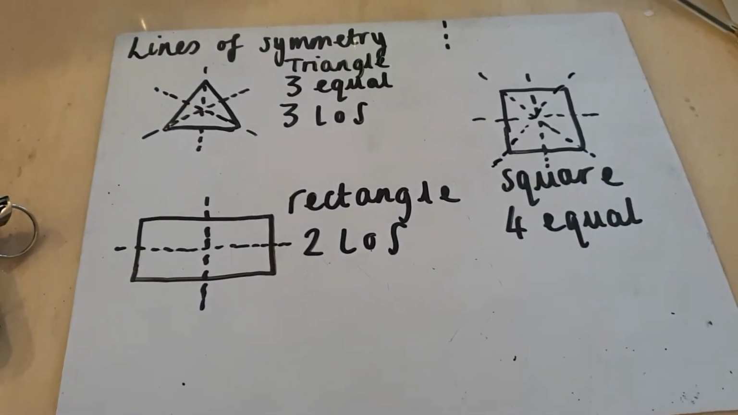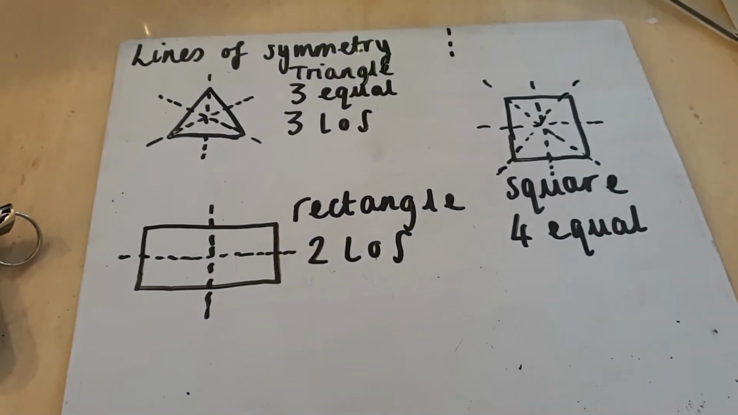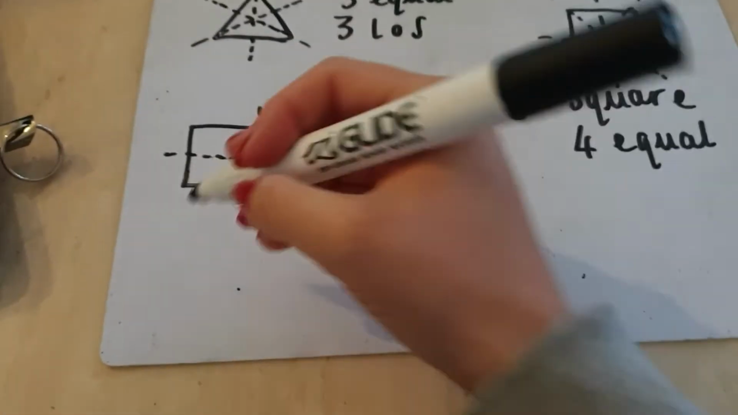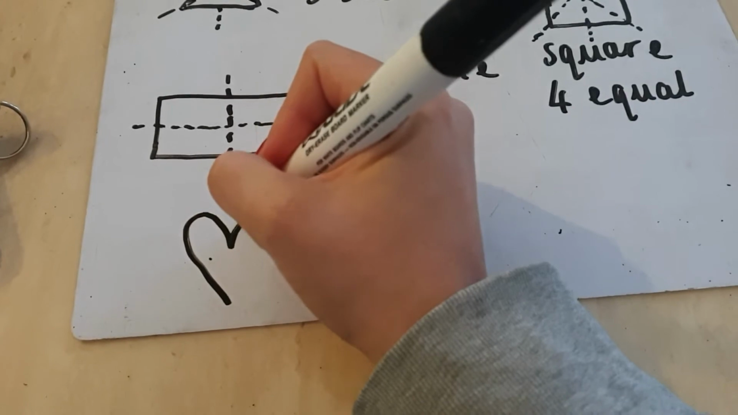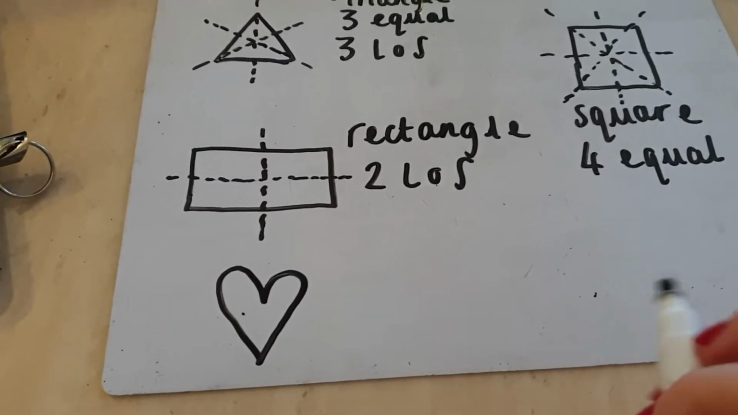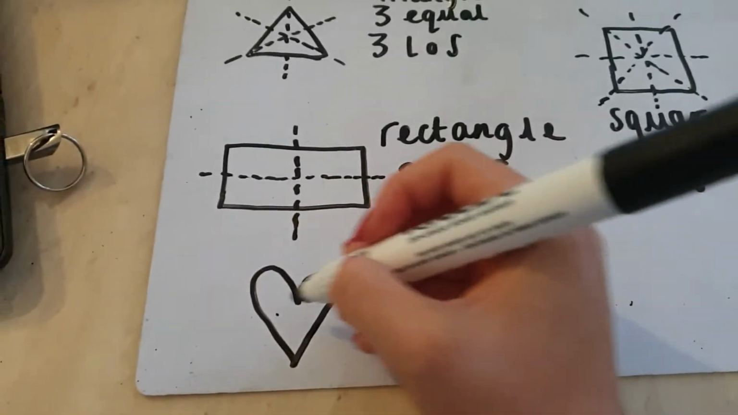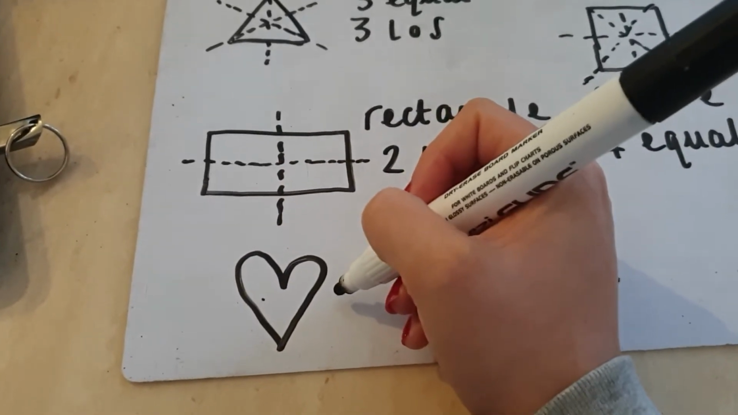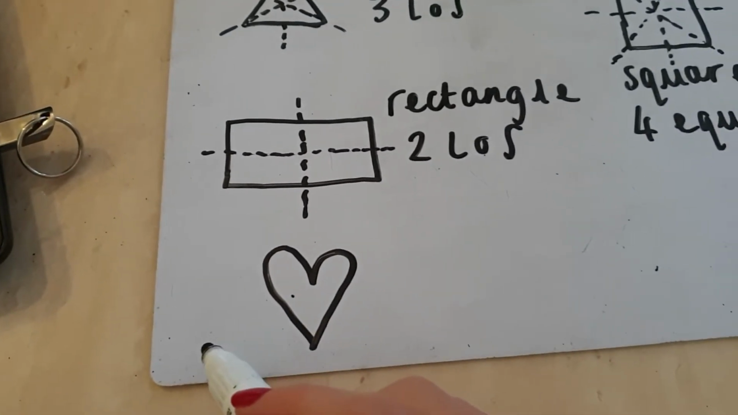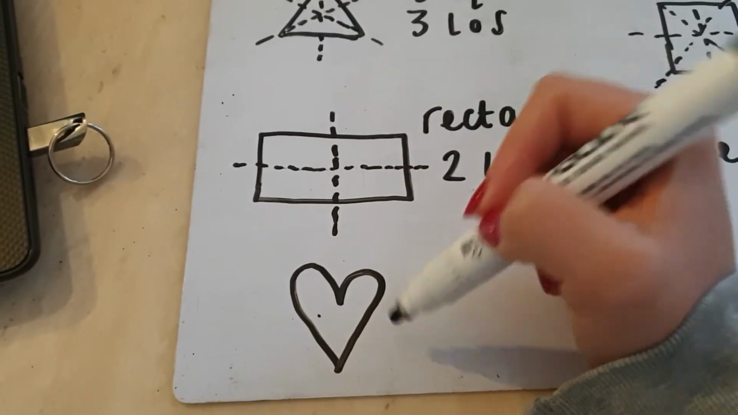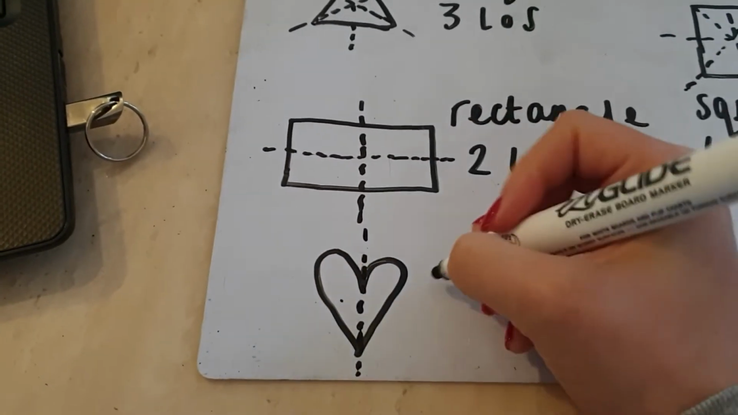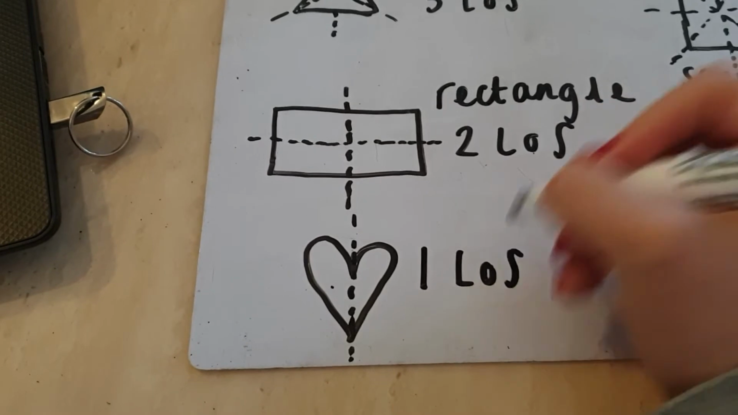Today you may come across some more obscure shapes. For example, you may come across a nice little heart. So if you look here, what do you think? Can you cut across it? Would it still be the same if you cut across? No. How about if you did it on an angle? No, it wouldn't be the same. How about this side? No. How about down that middle? Yes. So it has 1 line of symmetry.